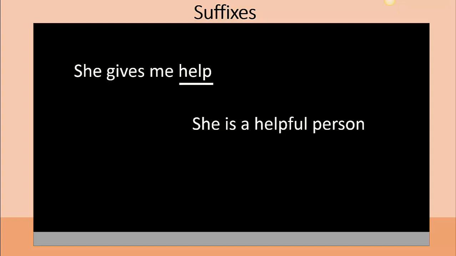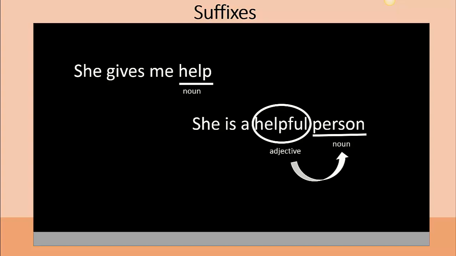Underlining the word help and labeling it noun in the first sentence, and underlining the word person in the second and labeling it noun, and circling helpful and labeling it adjective, and drawing an arrow from helpful to person.